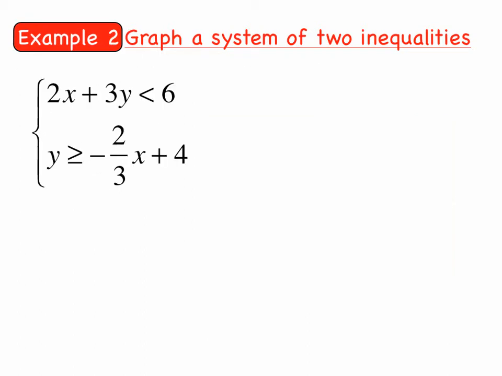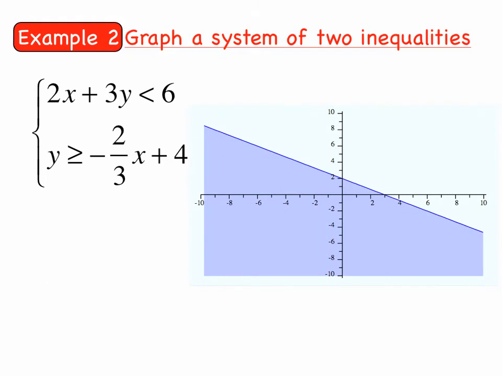Okay, here's one for you to try. 2x plus 3y is less than 6 and y is greater than or equal to negative 2/3 x plus 4. Go ahead and pause the video for a second and try this and then come back. The first one, 2x plus 3y is less than 6, looks like this. It is going to be a dashed line. Everything below it is going to be shaded.